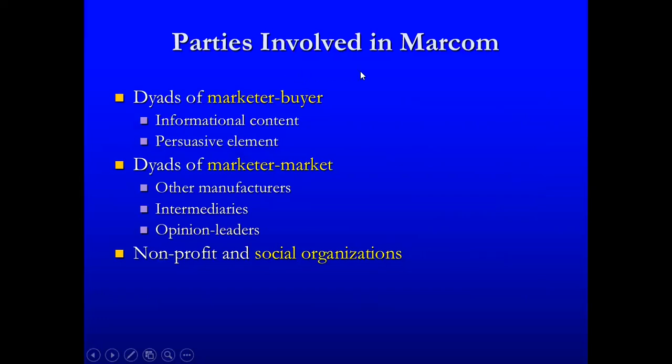So, parties involved in marketing communication: a combination of marketers and buyers. The message may be either informational or persuasive. Then a combination of marketers and the market. This includes other manufacturers, intermediaries, opinion leaders, and non-profit and social organizations. So these are various parties involved in marketing communication.